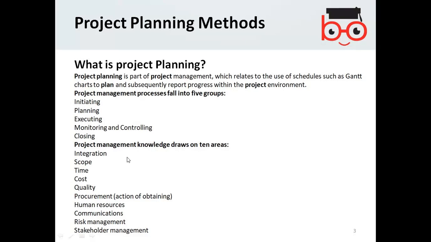However, the project management knowledge has 10 areas. It involves the integration of the items, scope of the project, time the project needs to be completed within, cost, quality, procurement, how you will be obtaining the resources, human resources, communications, how you will be promoting or communicating your results, what risk management is involved, how you will be managing the stakeholders of the project.